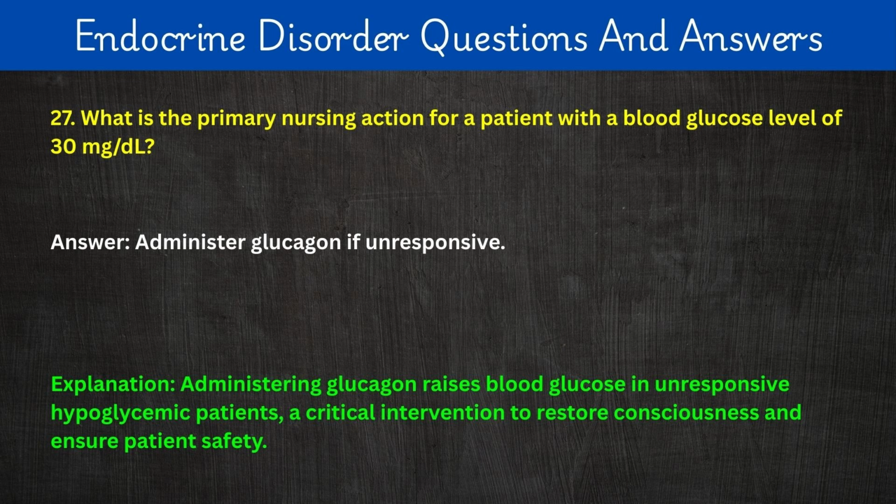27. What is the primary nursing action for a patient with a blood glucose level of 30 mg per deciliter? Answer: administer glucagon if unresponsive. Explanation: administering glucagon raises blood glucose in unresponsive hypoglycemic patients, a critical intervention to restore consciousness and ensure patient safety.